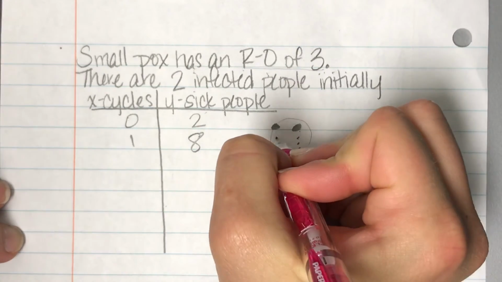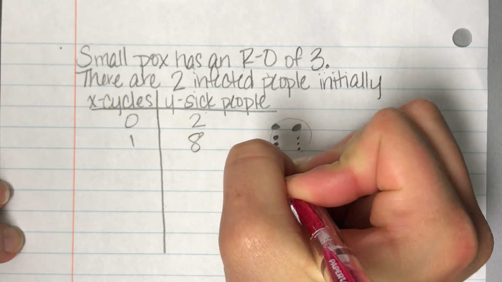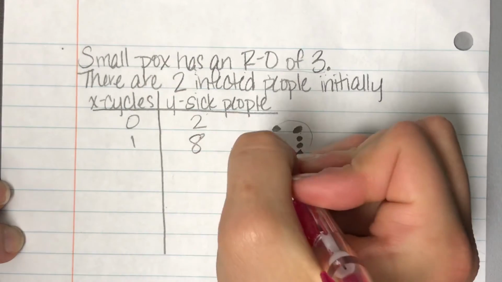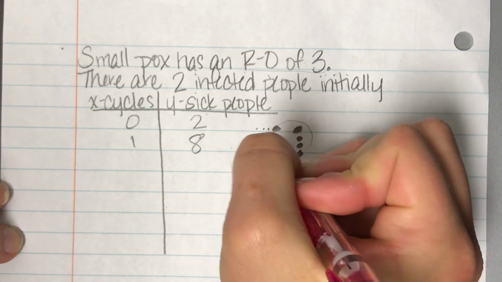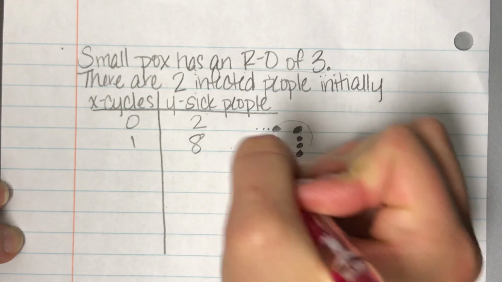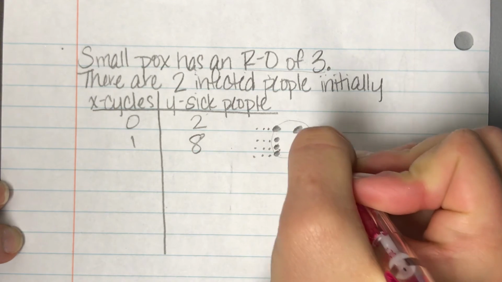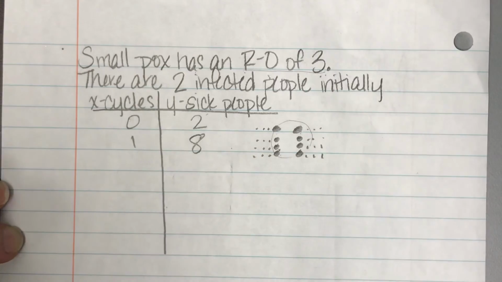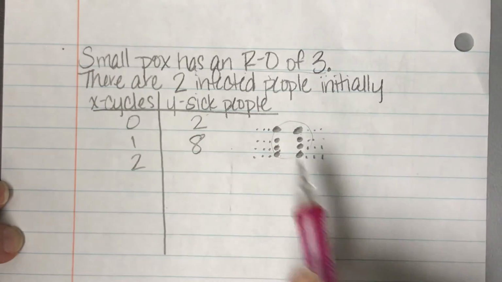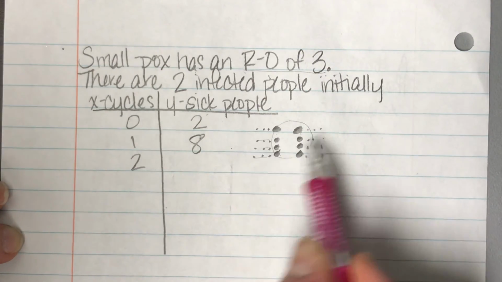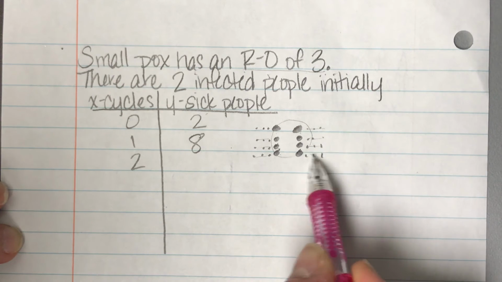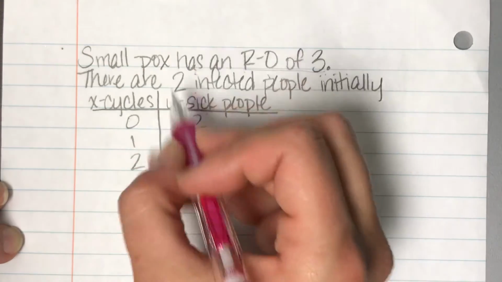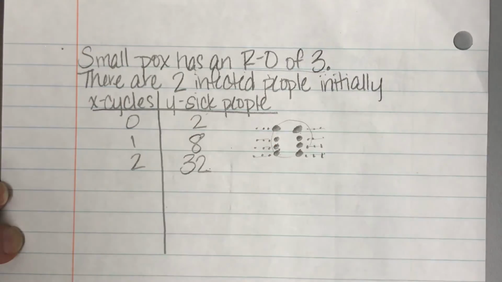Now here's where my picture gets weird. So now I have 6 new people sick for a total of 8 people sick. He's going to get 3 people sick. He's going to get 3 people sick. He's going to get 3 people, 3 people, 3, 3, 3, 3. And so now in round 2, I actually have 3, 6, 9, 12, 15, 18, 21, 24, 25, 26, 27, 28, 29, 30, 31, 32 sick people.